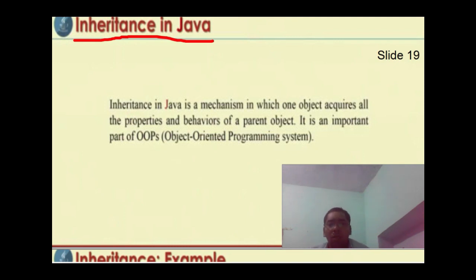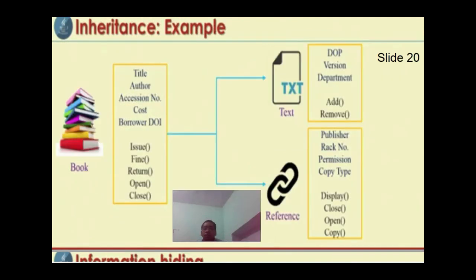Here, the parent class is also called the base class or the superclass, and the child class is also known as the subclass or the derived class. So this is basically the concept of inheritance. Here we are giving an example of inheritance.